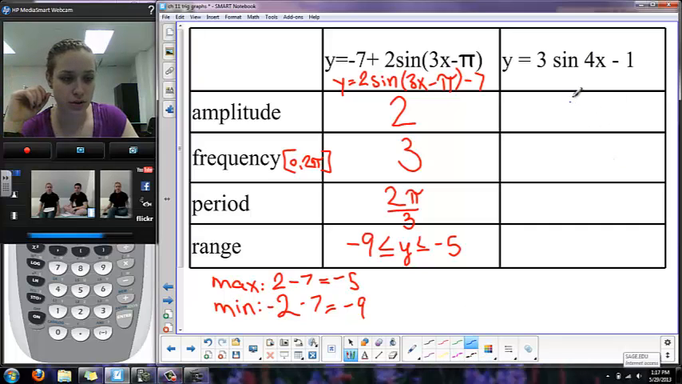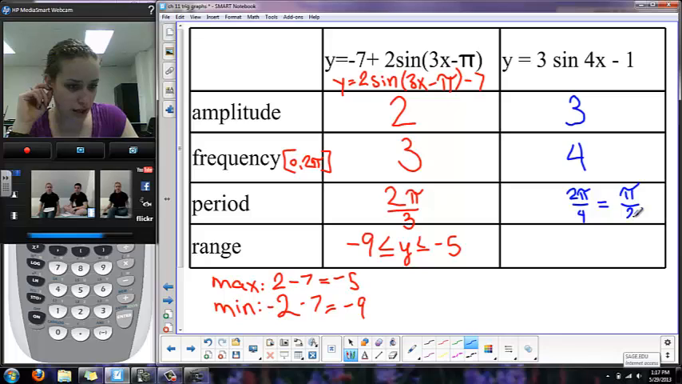My amplitude is always a positive value, so my amplitude is 3. It's the number out front. The frequency is the number that's written right next to the x, so my frequency is 4. Now I'm going to do my period, which is 2 pi over b, or in this case 2 pi over 4. I can simplify that just a little bit and write it as pi over 2 instead. I'm sure that either one of those answers would be acceptable.